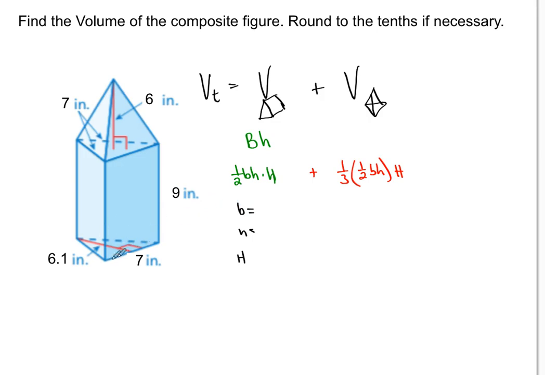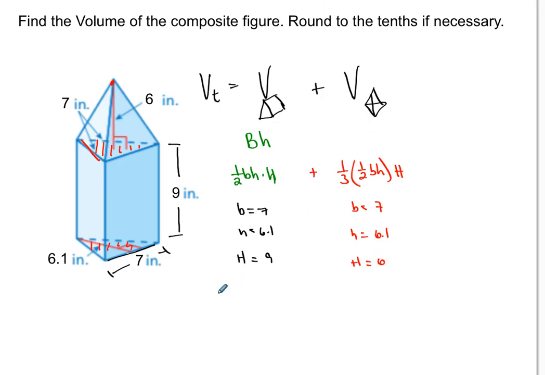The base of the triangle here is the 7. The height making the right angle is 6.1, and the height of the prism is 9. And then the base and height of this triangle here is the same base and height as that bottom triangle, so that's also going to be 7 and 6.1. The difference here is the height of that pyramid is only going to be 6.